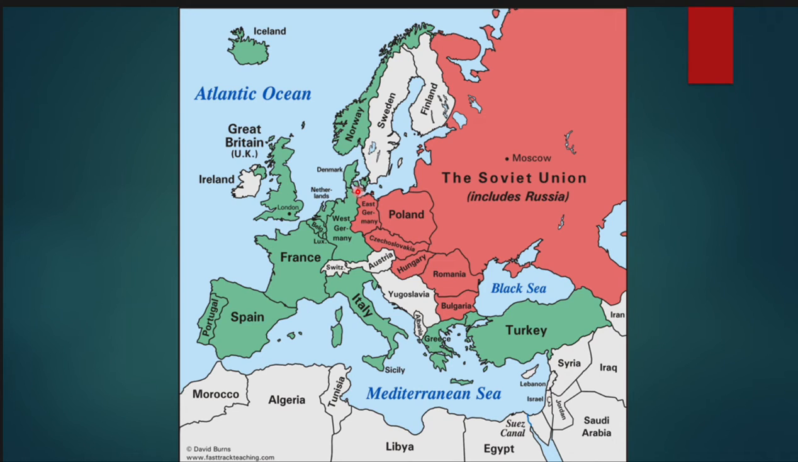There's going to be a definite delineation between East and West. Germany itself is split in half into two new countries: West Germany, which would be under the control of the Allies, and East Germany, which would be under the control of the Soviet Union. All right?